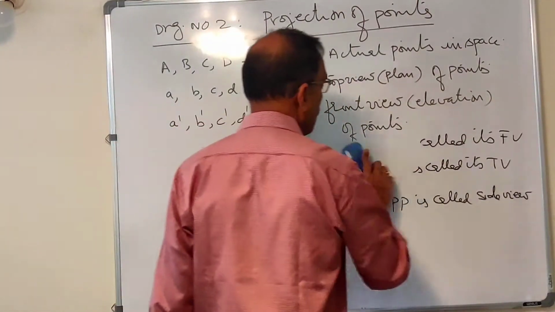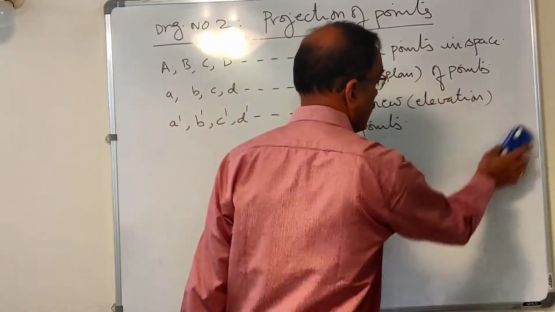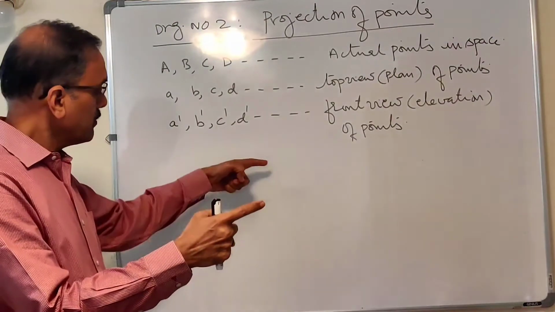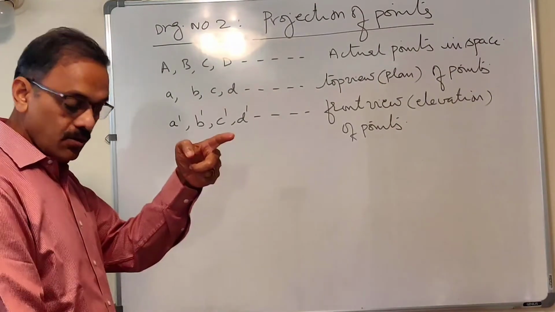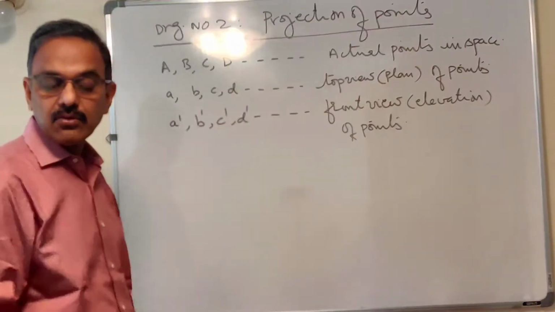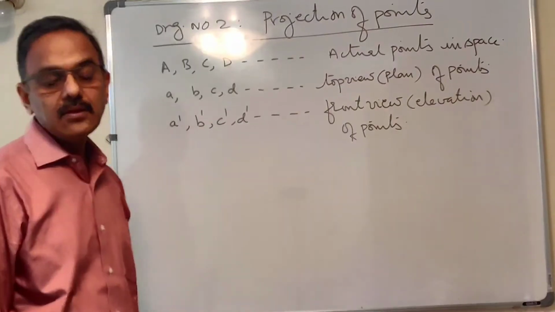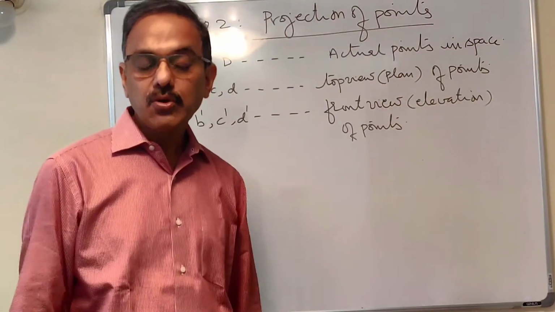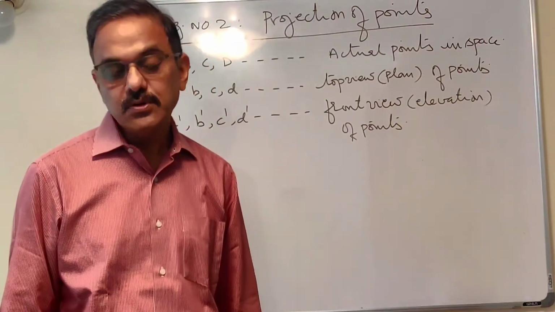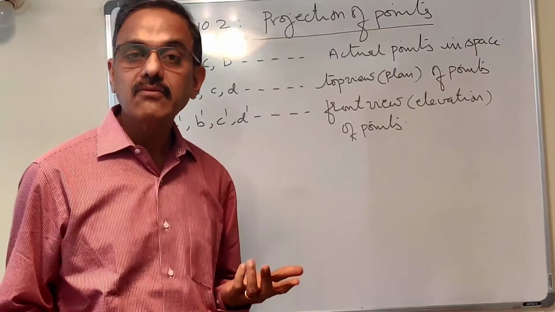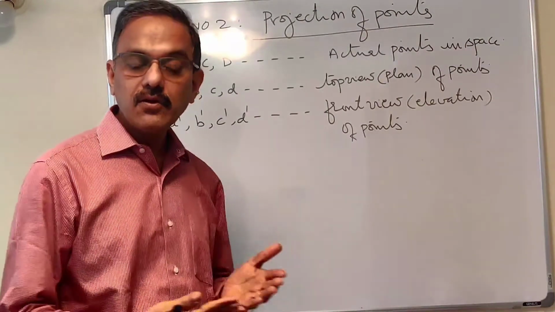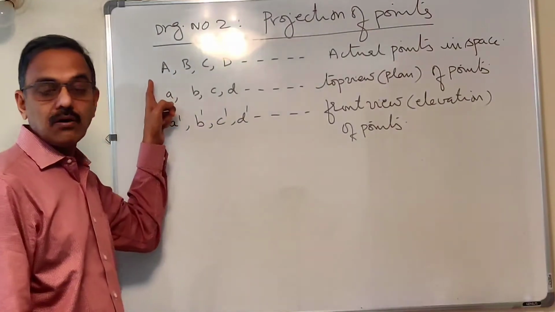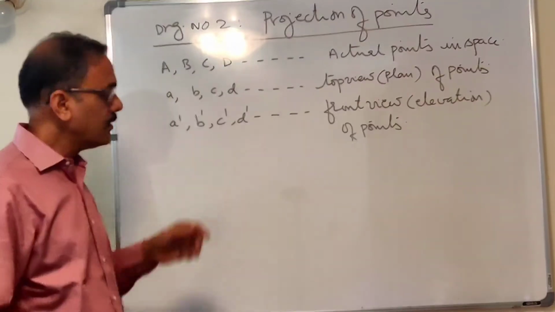Okay. Now, whether it is an actual point in space or its front view, top view or side view, it is a point only. So when you represent a point on your drawing sheet or sketchbook, how do you differentiate between the actual point, the top view and the side view? This is how you are going to show or differentiate between them.